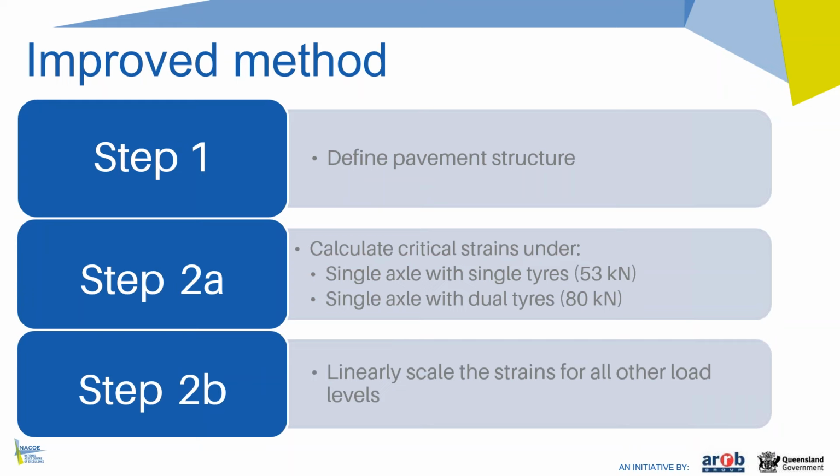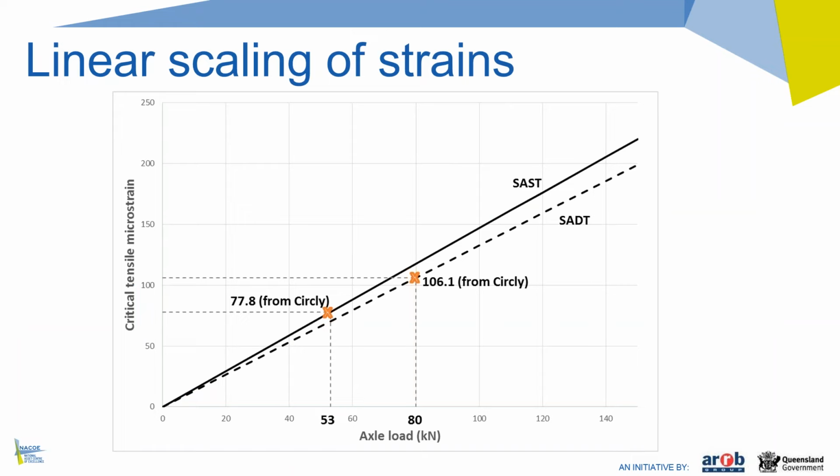Those strains from step 2A are then linearly scaled to give the strains at all load levels. What I mean by that I'll show on the next page. Here I've just got a graph showing critical tensile microstrain up the vertical axis and the axle load for an individual axle along the horizontal axis. The top diagonal line is for single axles with single tyres, and the bottom dashed line is for a single axle with dual tyres.